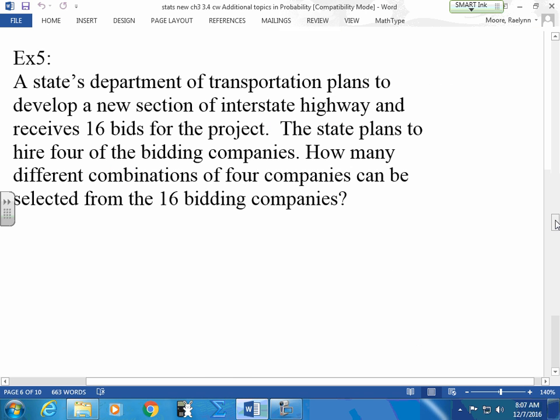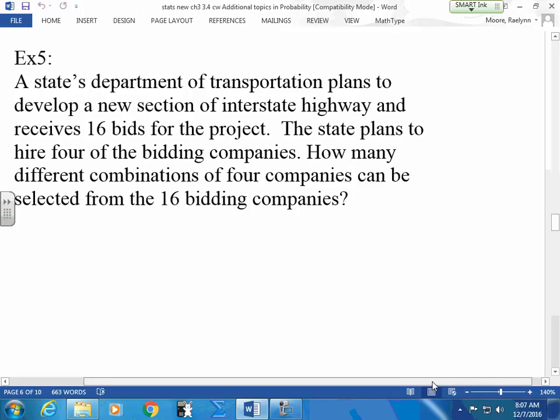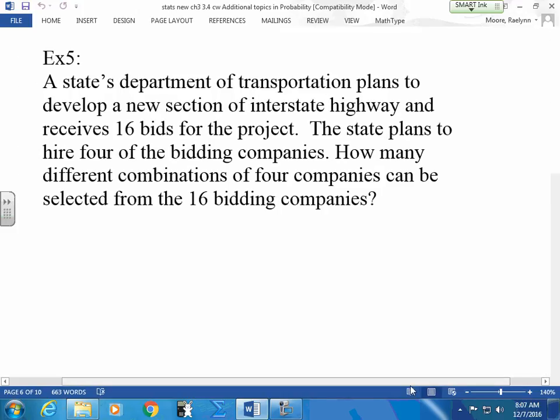So let's see what's going on here. A State Department of Transportation plans to develop a new section of interstate highway and receives 16 bids for the project. The state plans to hire 4 of the bidding companies. How many different combinations? Now they ask combinations. And they use the word different. A lot of times we see different ways, but there's still different combinations. Different combinations of 4 companies. Here's your key numbers. 4 out of how many? 16. These are our important numbers.